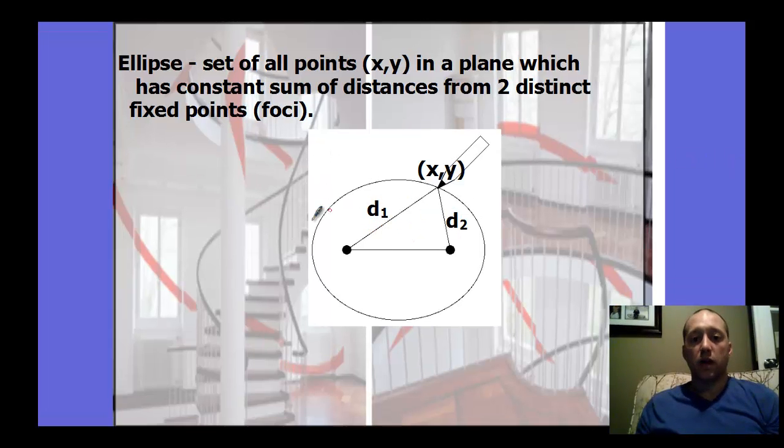So in the ellipse we have these foci, so they're like a focus, just plural. So we have focus 1 and focus 2. So the distance to the point on the ellipse, if you add up d1 plus d2, that distance is going to be consistent for all the points on the ellipse. So that'll be the locus for the ellipse.